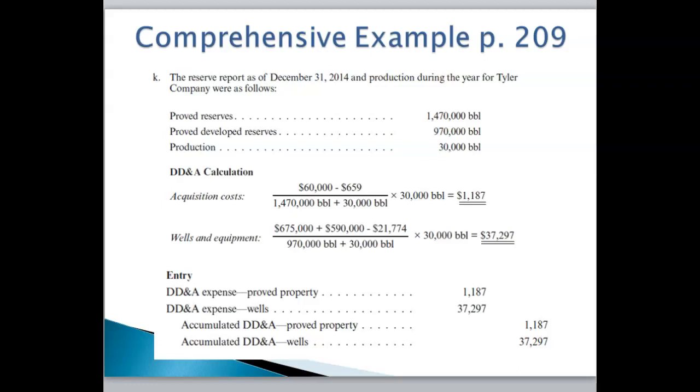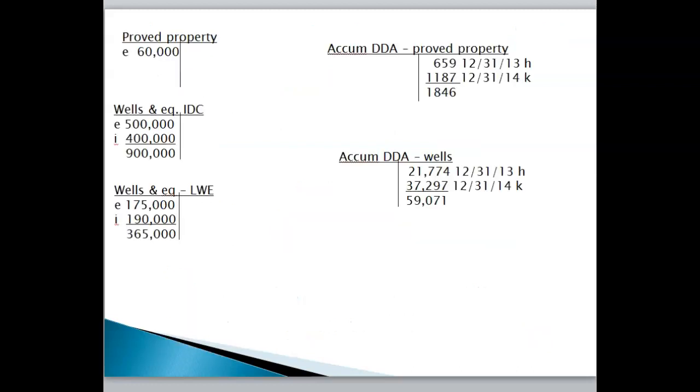$37,297. To record our journal entry, we're going to debit DDNA expense proved property, $1,187. Debit DDNA expense for wells, $37,297. And then we're going to credit accumulated DDNA proved property, $1,187. And credit accumulated DDNA for wells of $37,297. So here are our T accounts updated for the amounts that were recorded to accumulated DDNA for both proved property and for our wells and equipment.